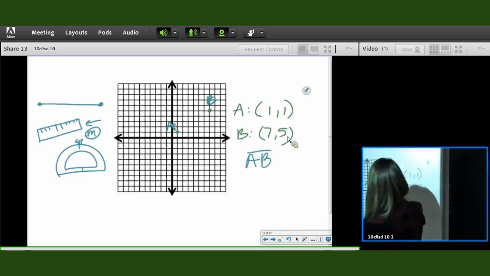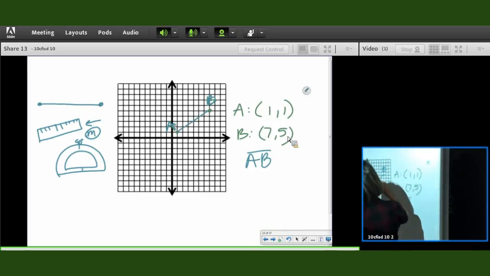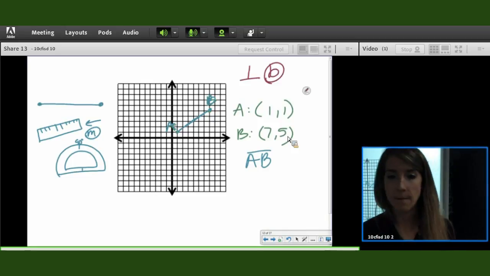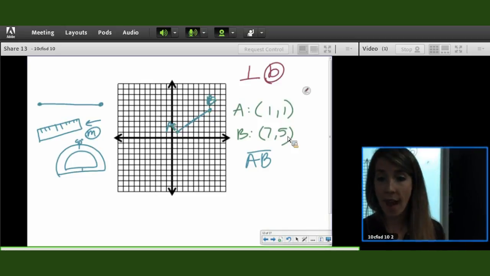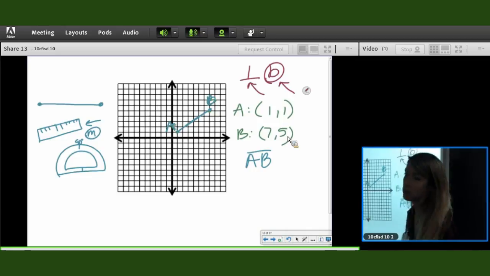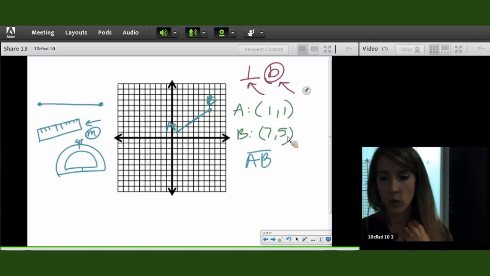So y'all have plotted those points and you've connected them to create segment AB. Now I want you to draw the perpendicular bisector of segment AB. So how would we do that? What do y'all want to do first? We're going to have to do something that has to do with this and something that has to do with this. What do you want to do first?